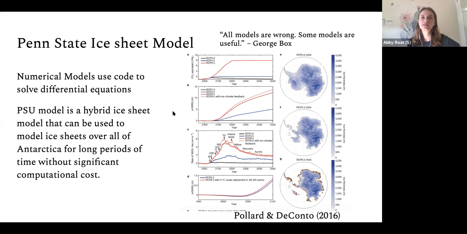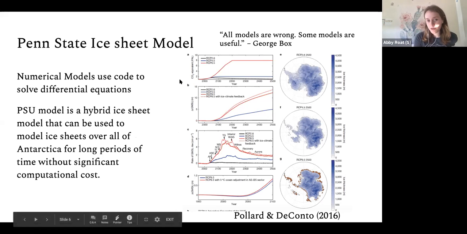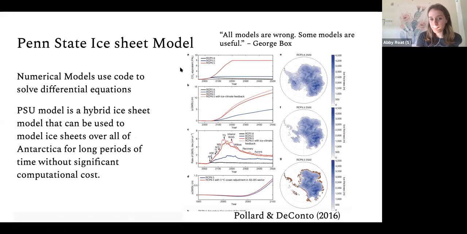And so the Penn State ice sheet model can be parameterized and forced by regional climate pathways and a number of other things. In the image on the right, you can see it being forced by RCP 2.6, 4.5, and 8.5, 8.5 being business as usual, 2.6 being ideal situations, and that's forcing the ice sheet and seeing how it reacts to those different situations.